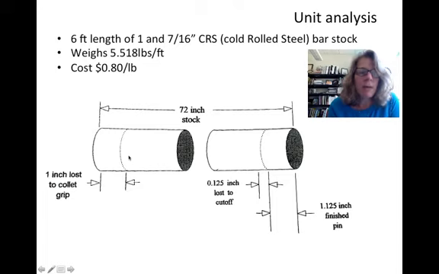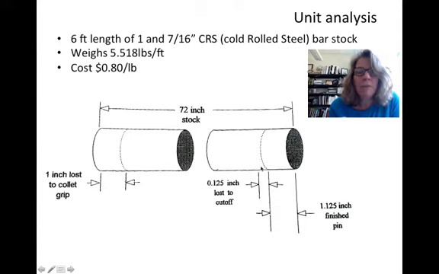In the processing of it, we need to hold on to the end of the bar stock with a collet grip. So this 1 inch is not available to produce any of the final product. And in addition, the saw blade itself is 1/8 of an inch. So we need to consider there's going to be 1/8 of an inch here that's going to be wasted.